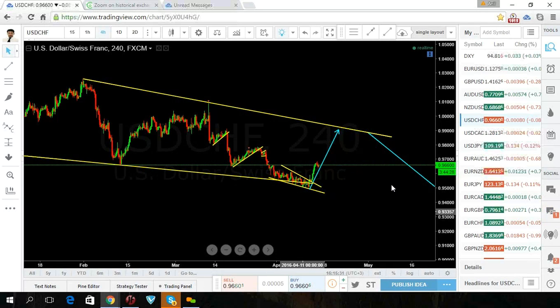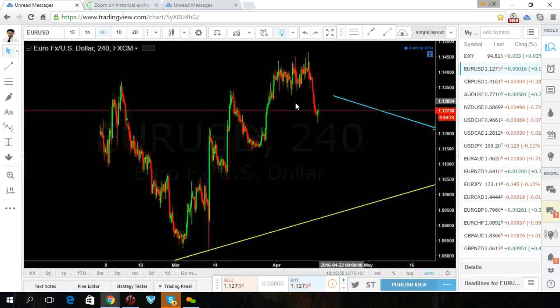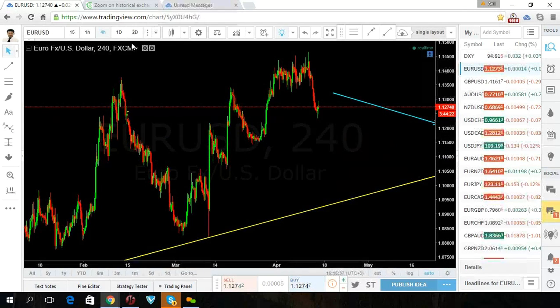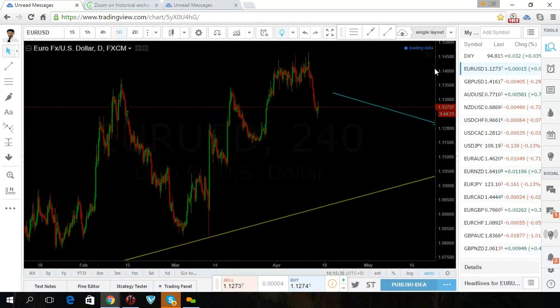So we will watch, and let me come back to the euro. We will watch for exhaustion. We'll watch for the patterns in the euro to tell us when it's ready to go up. Not about support and resistance.